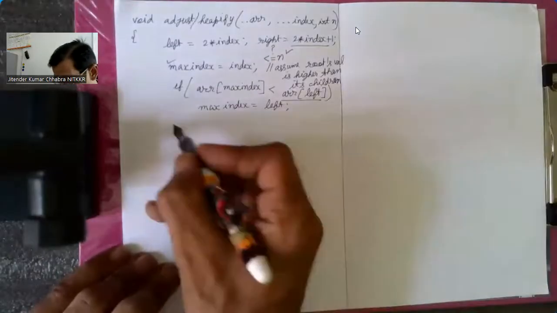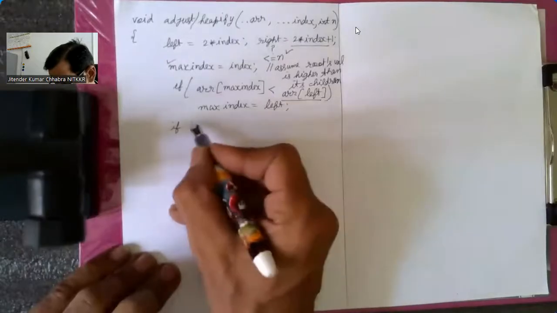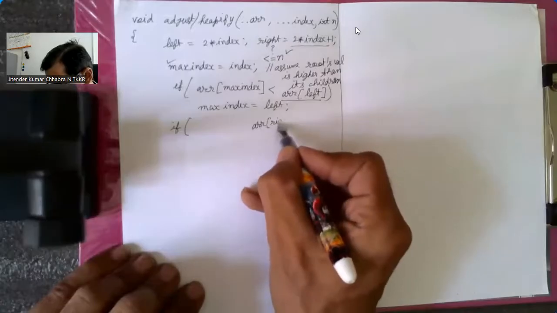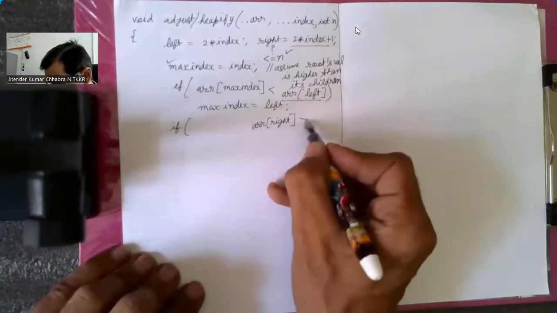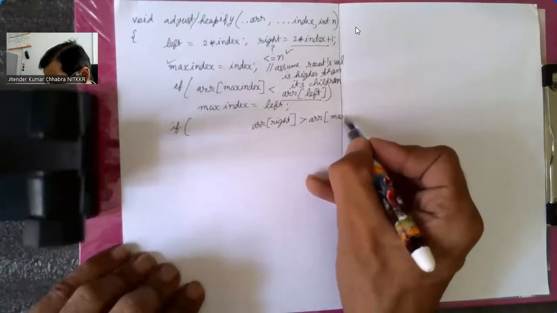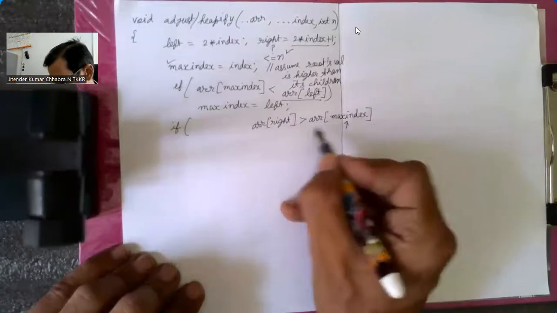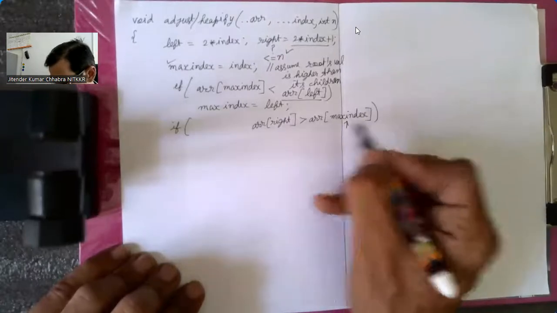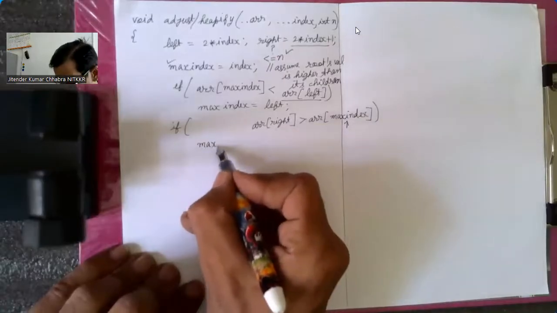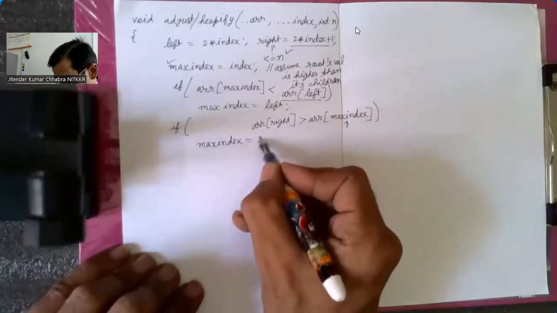But left might not be the highest. Right child could be even higher. So I must check that. How to do that? I will say, again, I have to check array right to be compared with the max index value, not just max index. Remember, you have to write array max index, not only max index, because values are to be compared. If this value is greater, obviously max index will be the right side, not just the previous max index.